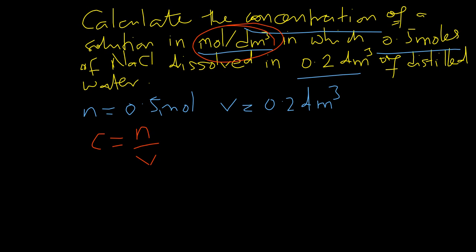So we take the mole, in this case 0.5 mole, divided by the volume. Before we use this volume, we have to be sure it is in dm cube or in liters. Luckily for us, this volume is already in dm cube, so we do not need to do anything to it. We just need to use it the way it is. That will give us 0.5 divided by 0.2 dm cube. So all we need to do is to divide the 0.5 by the 0.2.